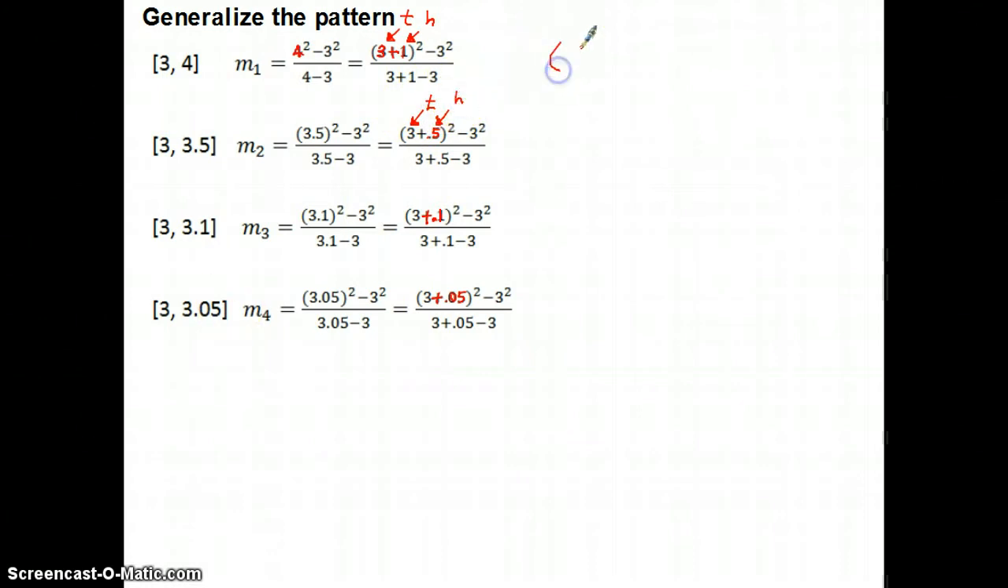So I would say here that if I was going to generalize this overall pattern, I would say that this is (t + h)² − t² over (t + h) − t. So this is a generalization of our pattern so far.